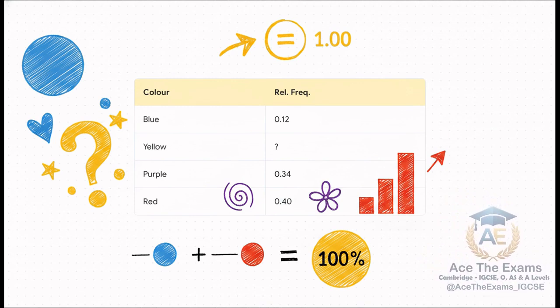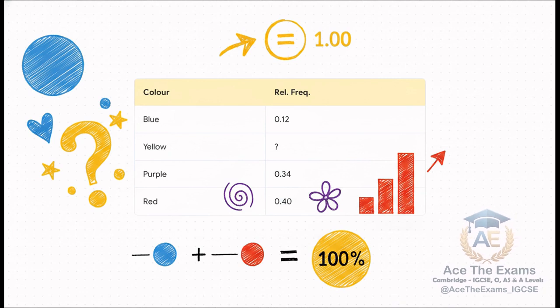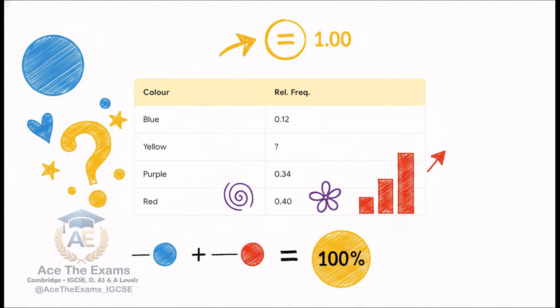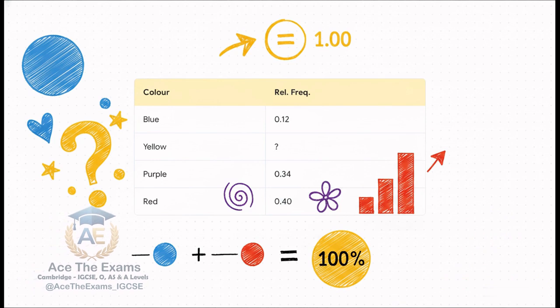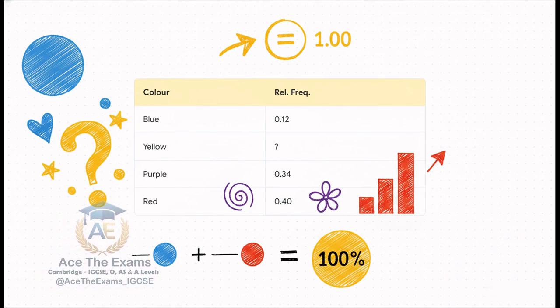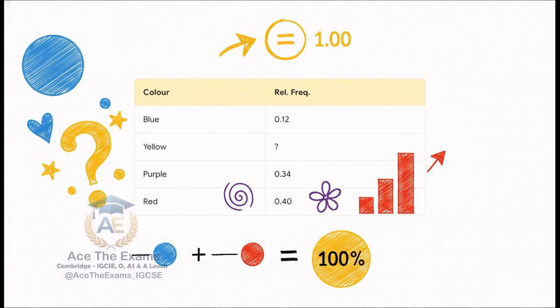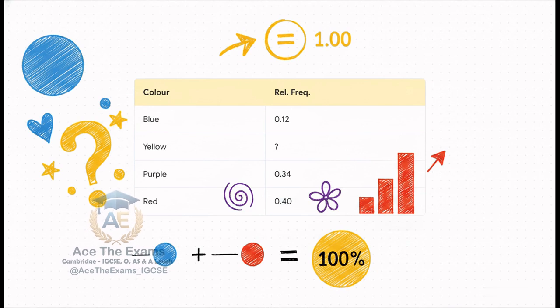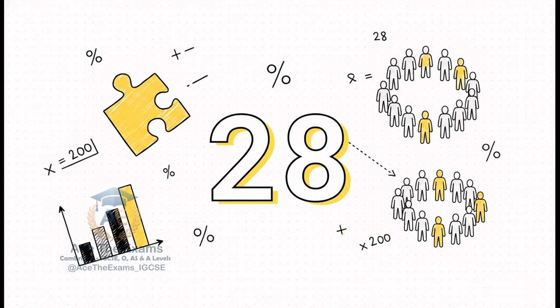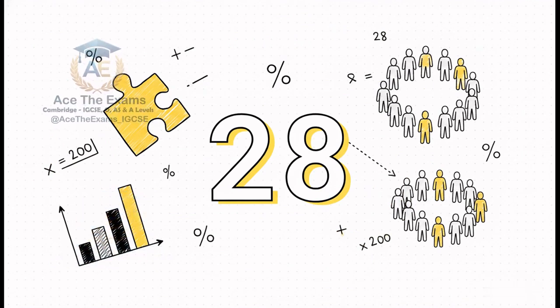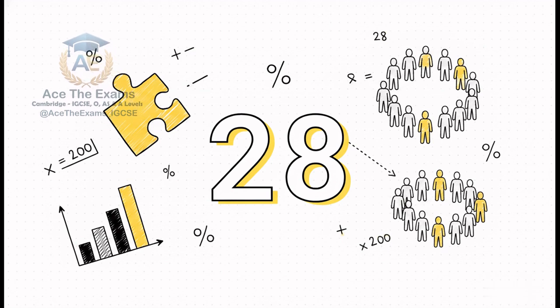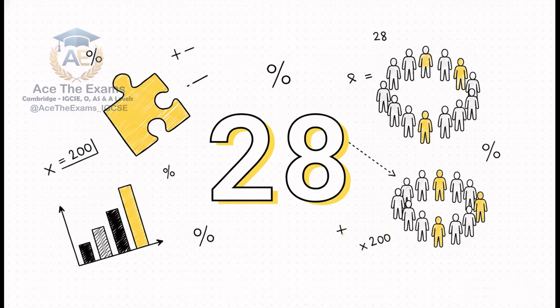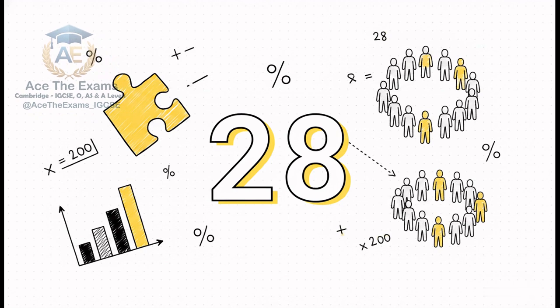Now, remember, relative frequency is just a fancy way of saying the proportion of times an answer pops up, written as a decimal. The absolute golden rule you have to remember here: the sum of all relative frequencies in a full data set has to add up to exactly 1. It represents 100% of the people surveyed. So, to crack this, we just subtract what we know from 1. We add up 0.12, 0.34, and 0.40. That's 0.86. Take that away from 1, and boom, the relative frequency for yellow is 0.14.